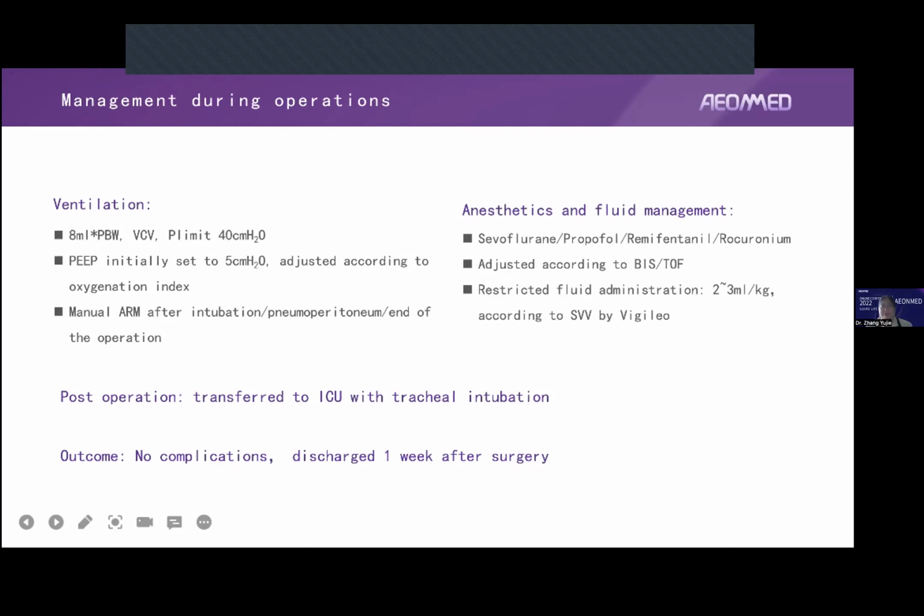And for post-operation, we transfer the patient to the ICU with the tracheal intubation, and we choose to do the extubation there because in this way the patient can be completely awake and that can avoid OSA after surgery. And the patient outcome is very optimistic. There were no complications at all, and the patient was discharged 1 week after the surgery.